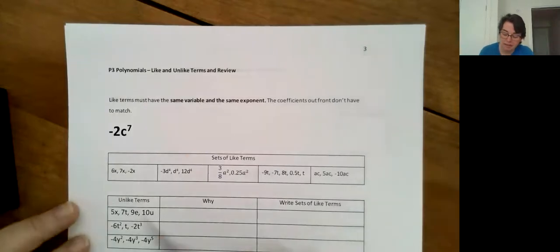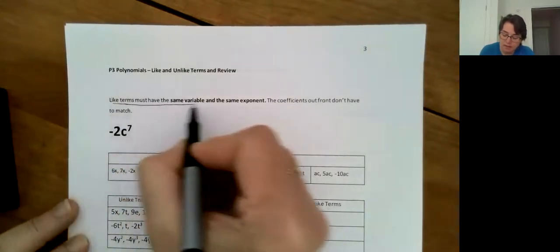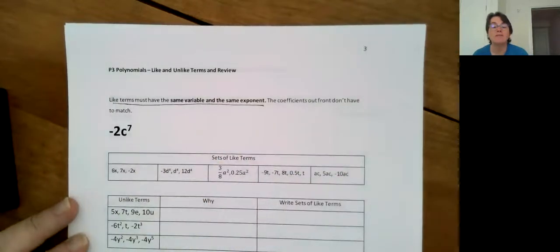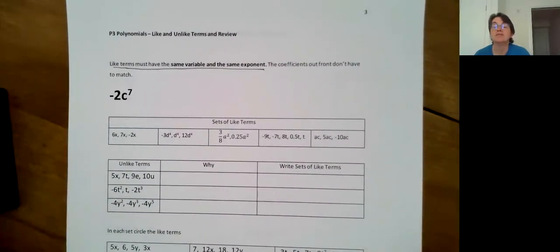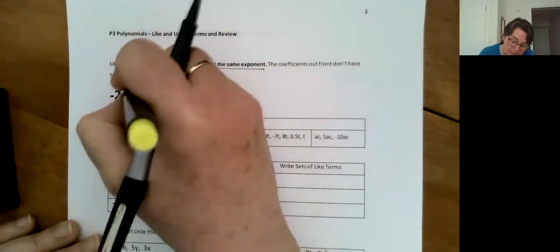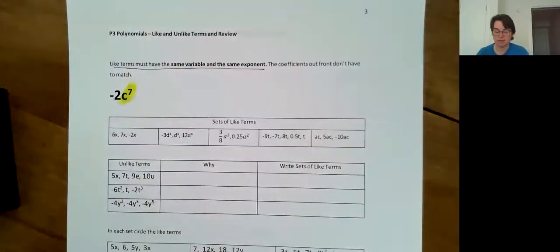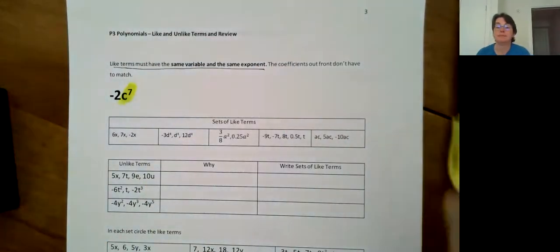So like terms, really simple. There it is. They have to have the same variable and the same exponent. And the coefficients out front don't have to match. Don't care about the numbers out front. So let me just highlight this. This part is the part that has to be matchy-matchy.